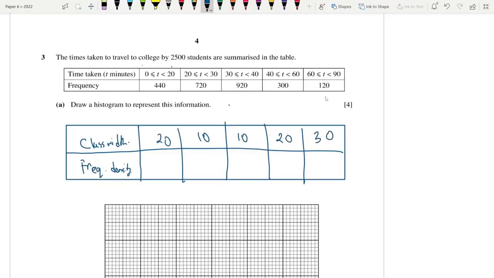Okay. So what about the frequency density? Frequency density is basically frequency divided by class width. So the frequency for the first one is 440 divided by 20, right? 440 by 20, that's 22. If you do that for the others, like 720 by 10 is 72. You guys know it. So we get 92, 15, followed by 4.